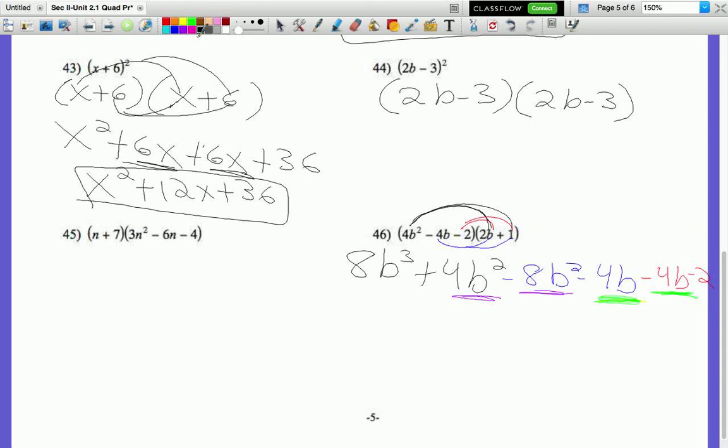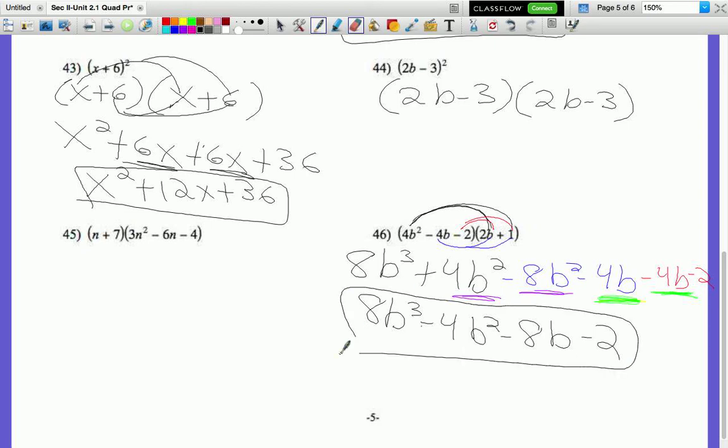The variable with the highest exponent comes first. So we have 8b cubed plus 4b squared minus 8b squared. So let's erase that plus sign. And we get negative 4b squared. And then we have negative 4b minus 4b is negative 8b. We're getting more negative. And then our last is our constant at negative 2. We are finished with that problem.